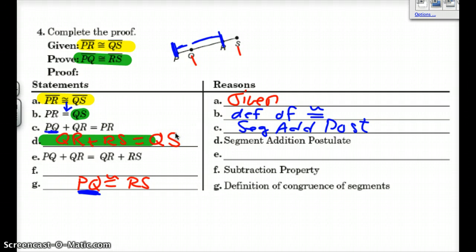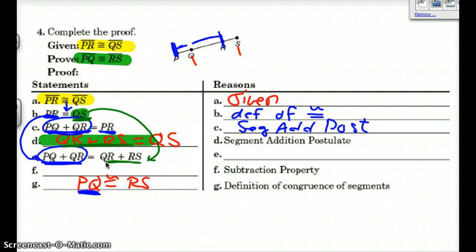What they've done next is PQ and QR are the same thing as PR. See that right here? PR is right here, so I'm going to take PQ and QR and write it on the right-hand side. I'm not going to have PR there. I'm going to write PQ and QR in its place. Same thing over on the QS. QS is the same thing as QR and RS. So instead of QS, I'm going to write that on the right-hand side. So that would be a substitution.